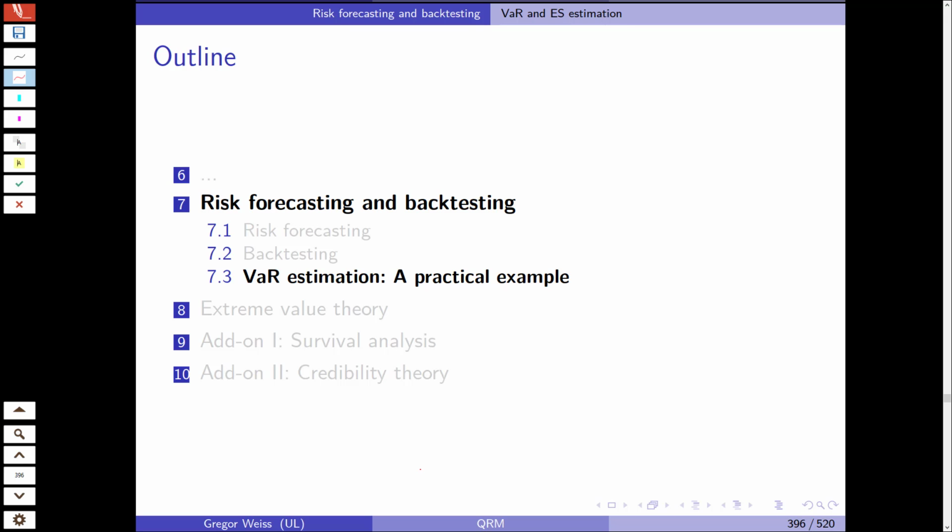Okay, so this is the theoretical foundation for backtesting. Now let's next go to the practical example in VaR estimation.